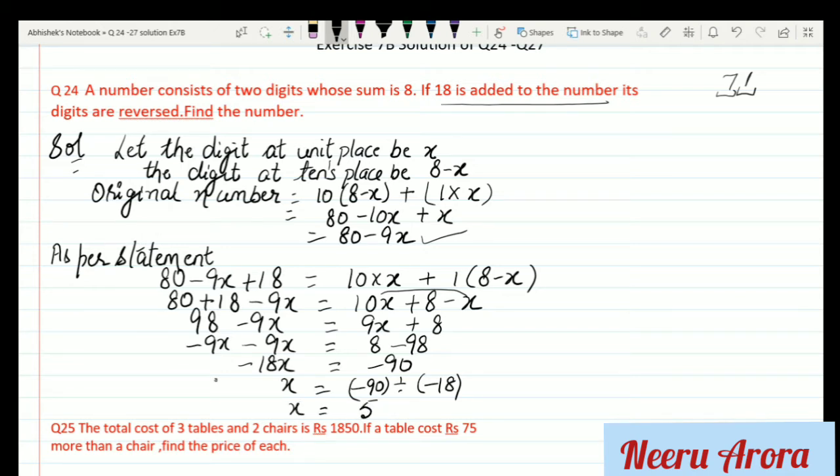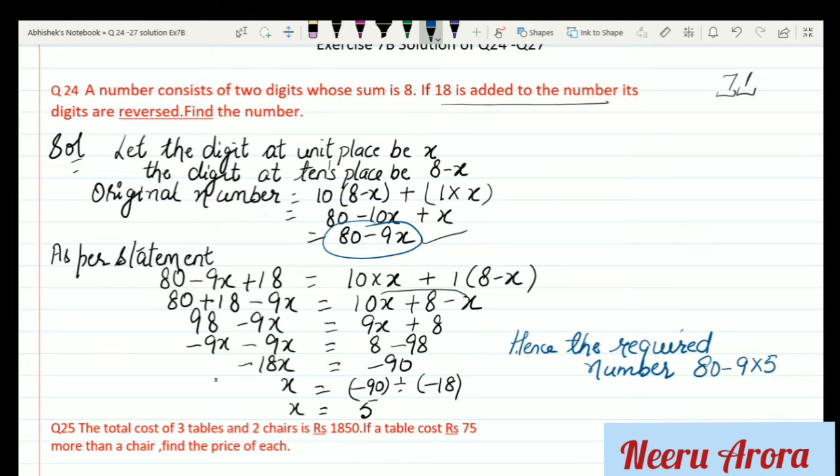So what will be our required number? Hence the required number is, we'll fill the value in the number, that is 80 minus 9x. So 80 minus 9 into 5, that is 45, which gives 35. Or straight away you know that at unit place it is 5, and 8 minus 5 is 3. So this is your required number.